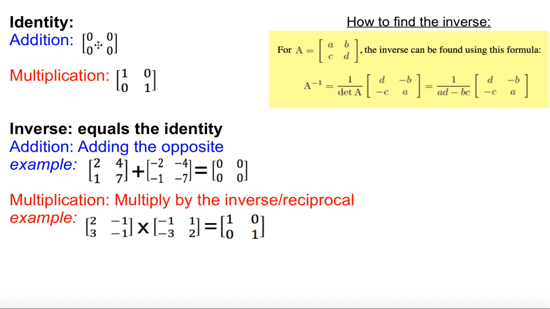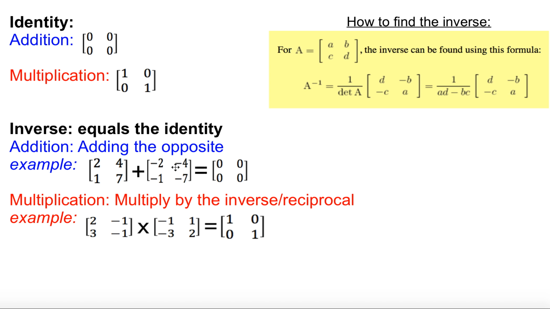For addition, we know our identity matrix is 0, 0, 0, 0. Now that's if it's a 2 by 2 matrix. If it's a 3 by 3 matrix, it could be 0, 0, 0, 0, 0, 0, 0, 0, 0. Multiplication is 1, 0, 0, 1.